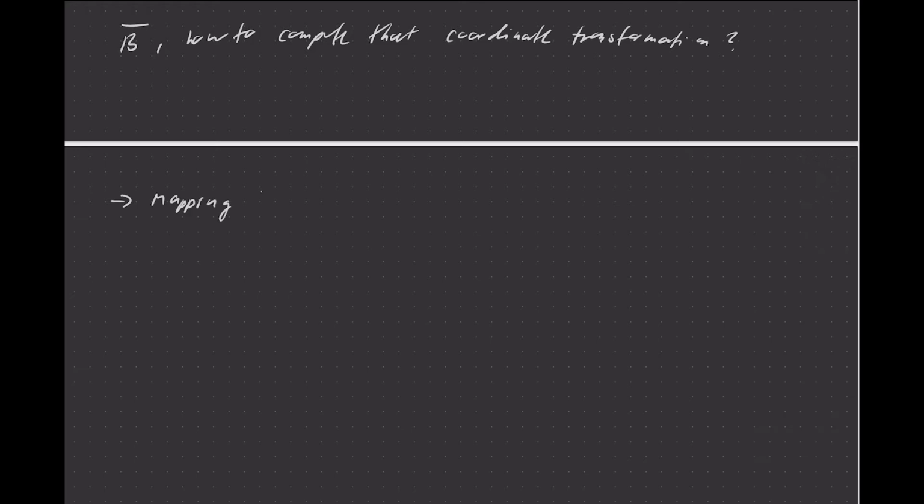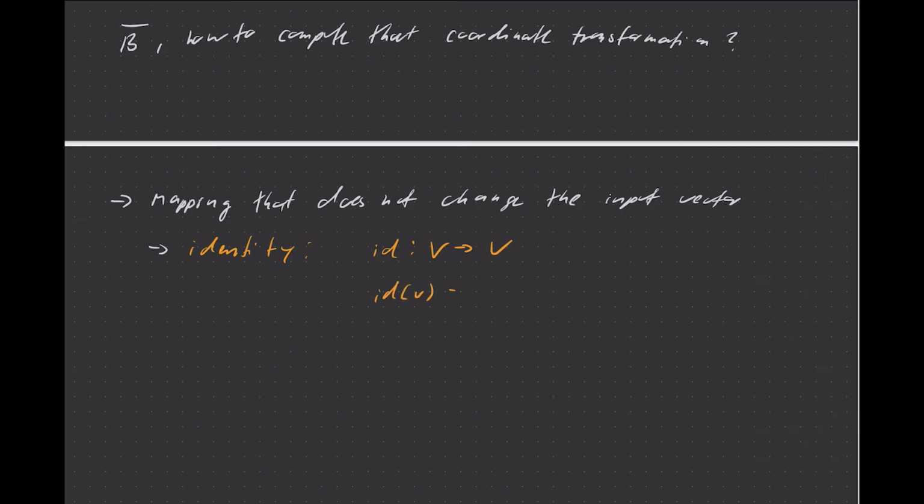So we need a mapping that does not change the input vector. That is the identity mapping. The identity is usually denoted by id. It's defined for any vector space V. It maps back to V, and id of any input v is exactly the same as the input v. So that identity mapping is, of course, linear.